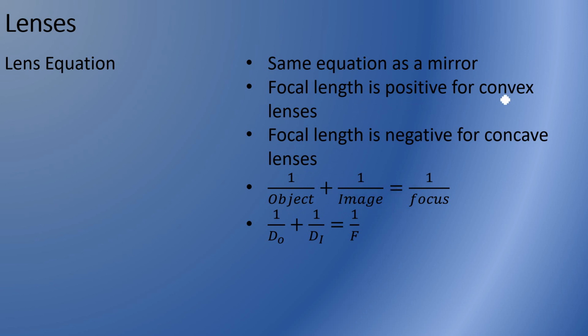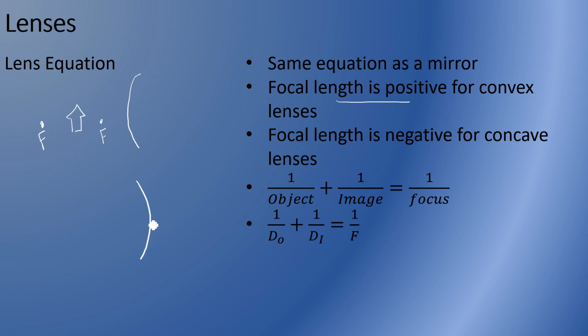And we need to note that for a convex lens, the focal length is positive and the focal length is negative for a concave lens. So meaning that if my object is, say, right here, and here is my convex lens, then the focus is somewhere in front. Maybe right here would be the focus, or right here. So it's somewhere in front of the lens.